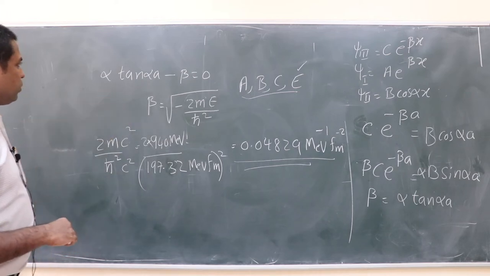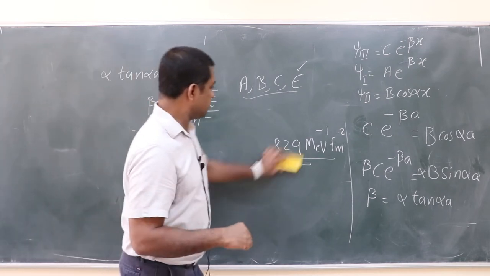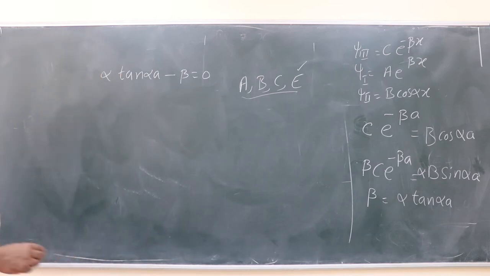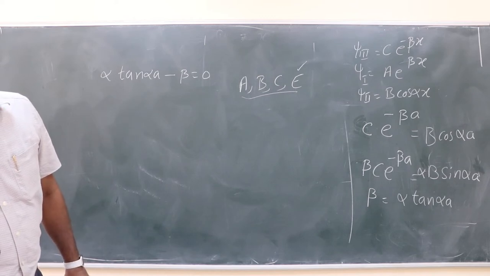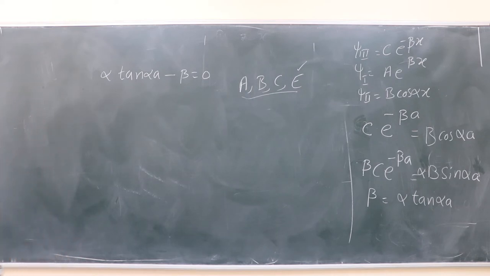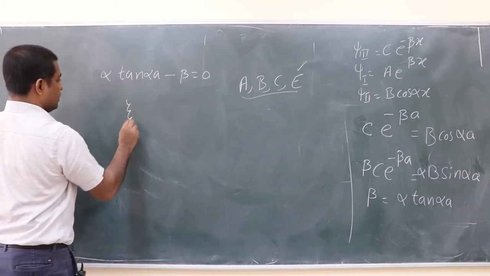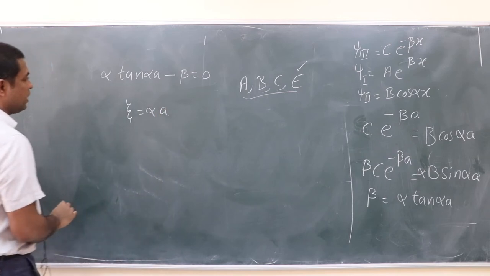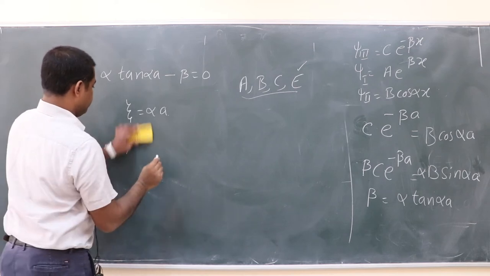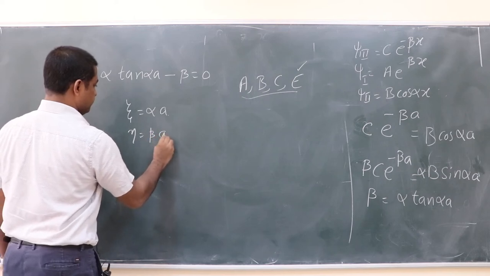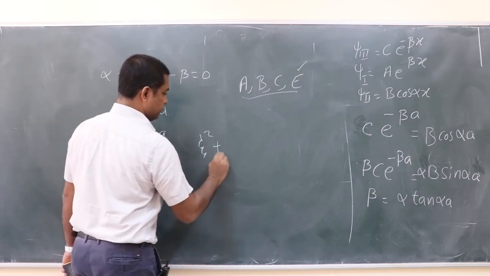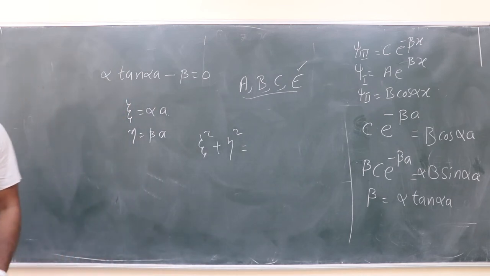Now here what you can do with this equation: you know that alpha is equal to root of 2m by h cross square times e plus v0. So what you can do now is substitute psi is equal to alpha a and eta is equal to beta a. So what is psi square plus eta square? Can you just tell me?